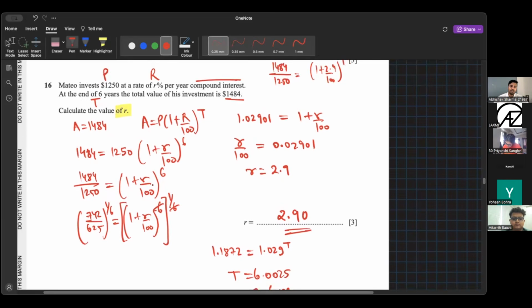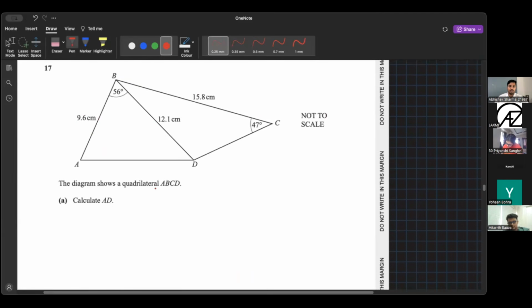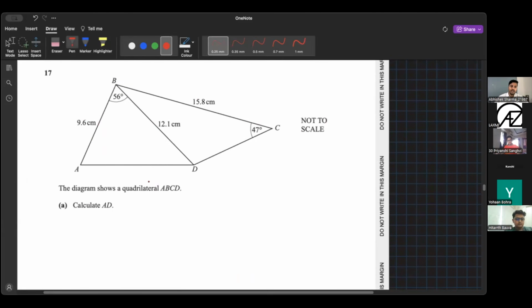Okay? We are moving on now. Question number 17. It says the diagram shows a quadrilateral ABCD. So sorry, I'm really sorry.